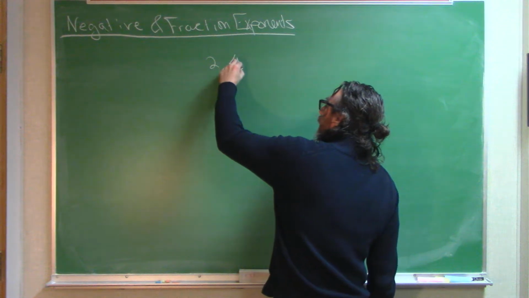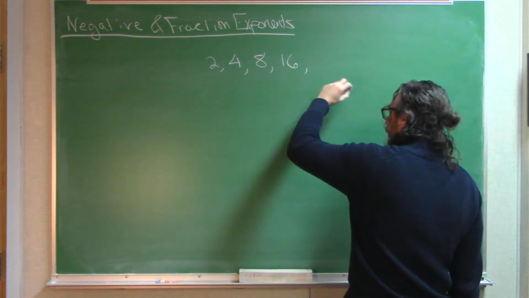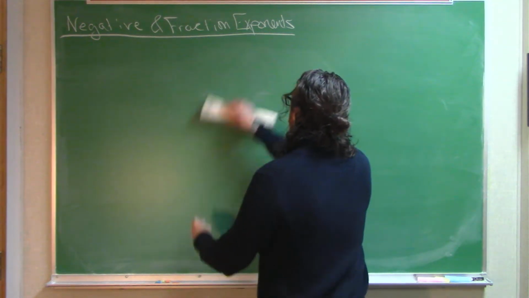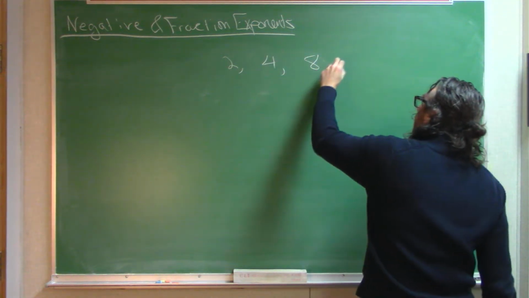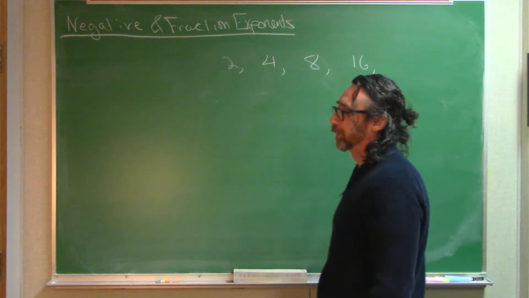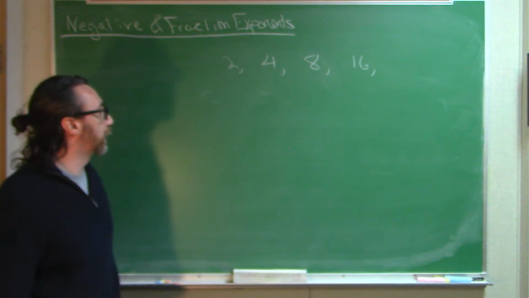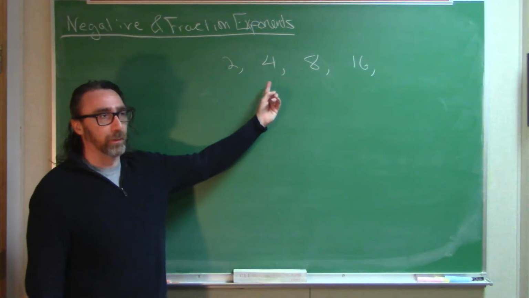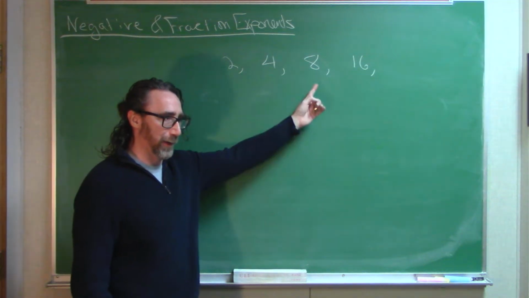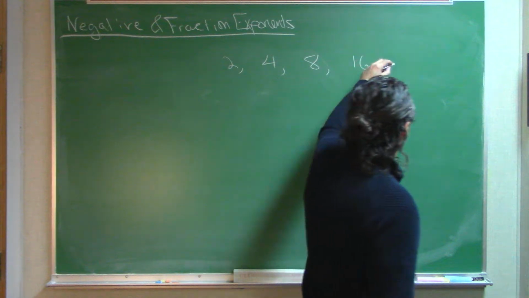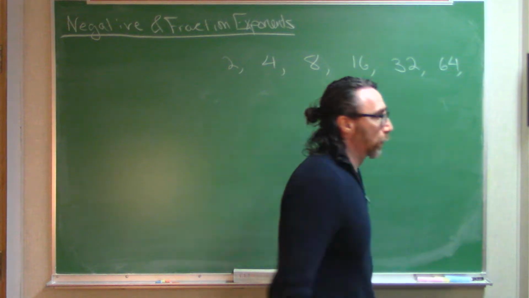I'm going to write down a sequence of numbers. There is a pattern to these. Let me give myself a little more space. I've got my four numbers there, and you can probably determine the pattern pretty quickly. I am multiplying by 2 to get the next number in the sequence. So if you start here, multiply by 2, you get 4. Multiply that by 2, you get 8. Multiply that by 2, you get 16. Multiply that by 2, you get 32. 64. You can keep on going as long as you like.